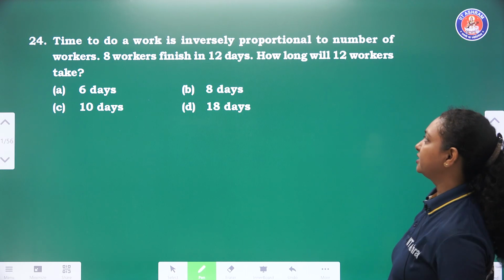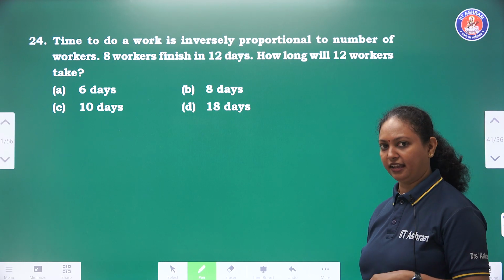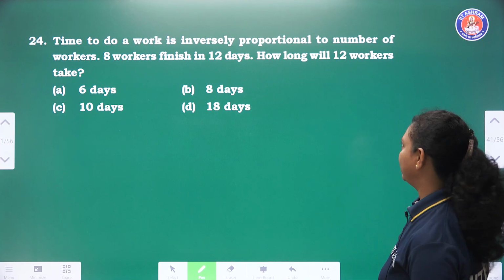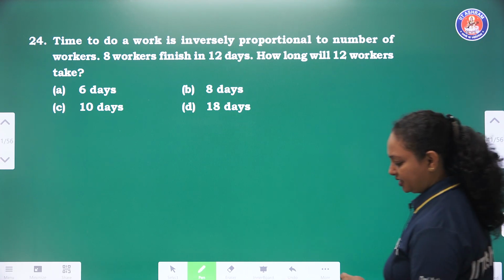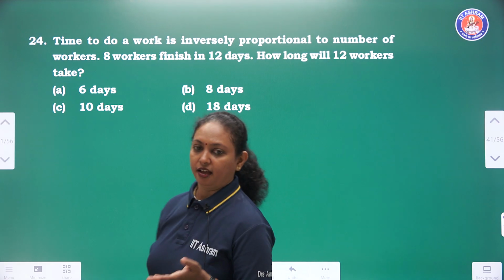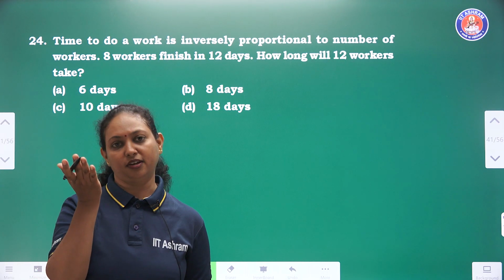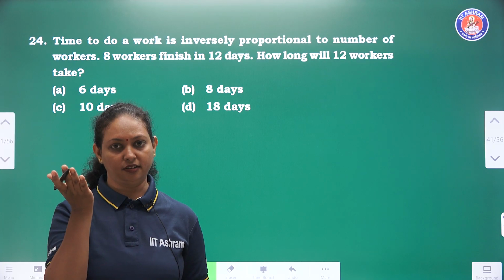टाइम टू डू अ वर्क इज इन्वर्सली प्रोपोर्शनल. एक आया डायरेक्ट, दूसरा आया इन्वर्स. राइट. साथ साथ में है, ज़्यादा टाइम नहीं लेंगे. इन्वर्सली क्या होता है? इन्वर्स प्रोपोर्शन व्हेन वी कंपेयर टू क्वांटिटीज. वन क्वांटिटी इज इंक्रीज, सेकेंड वन इज ऑल्सो डिक्रीज्ड ऑटोमेटिकली.